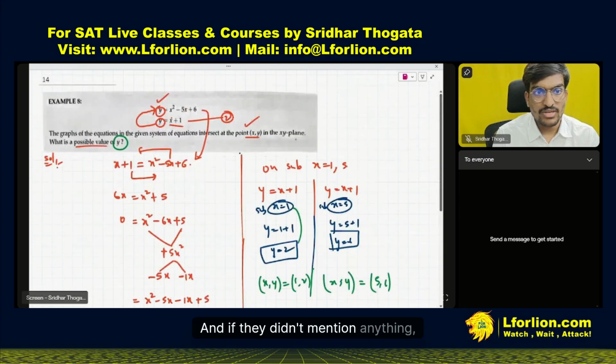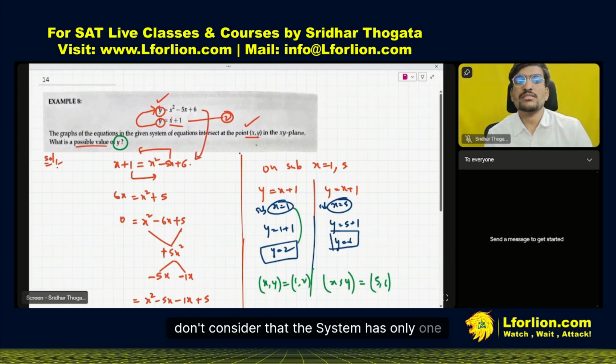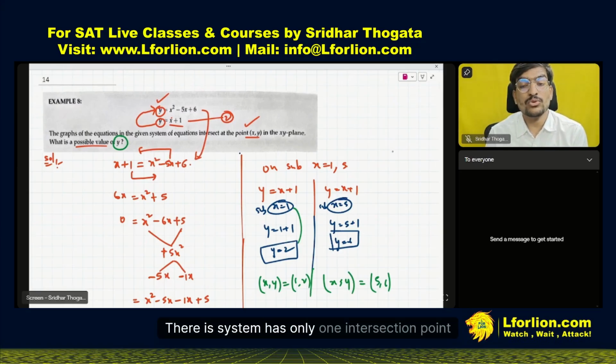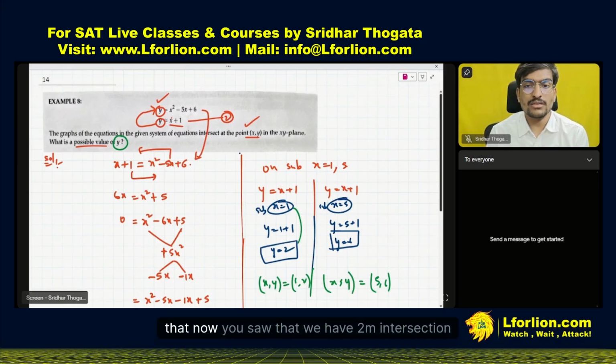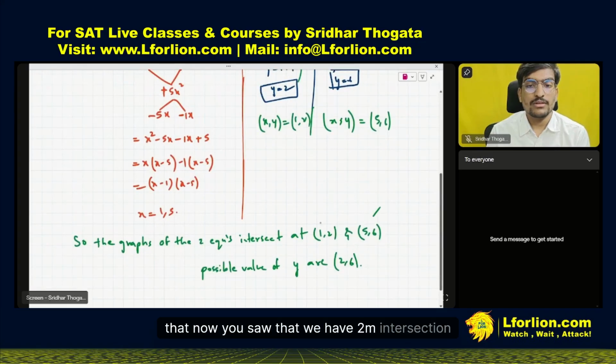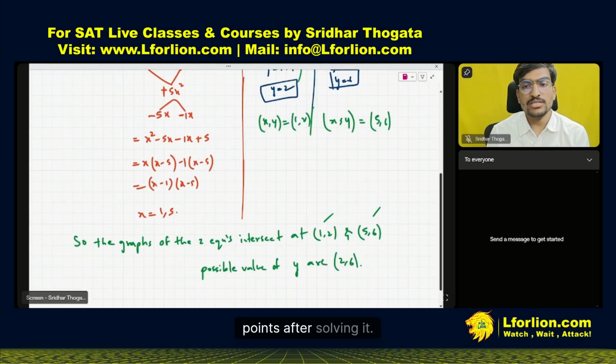And if they didn't mention anything, don't consider that the system has only one intersection point. Now you saw that we have two intersection points after solving it.